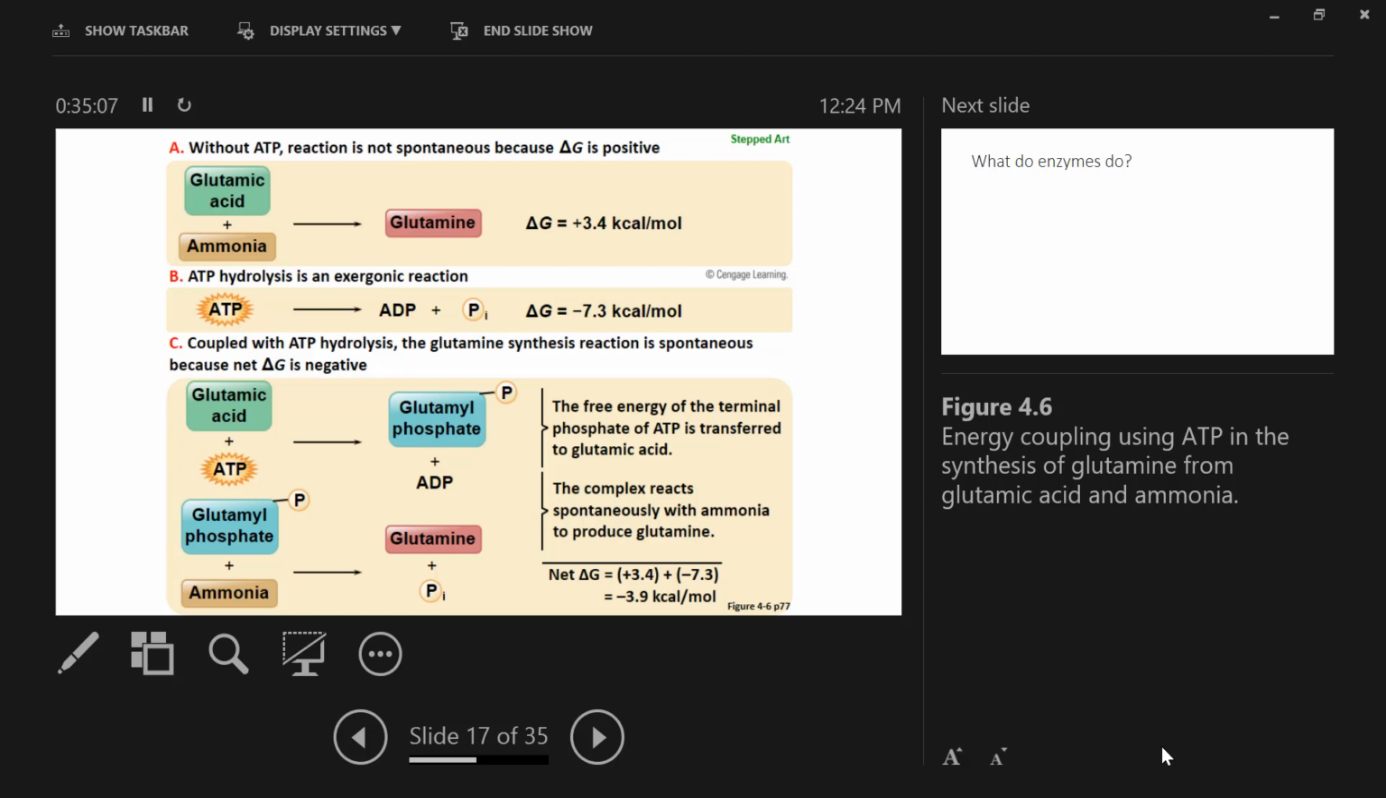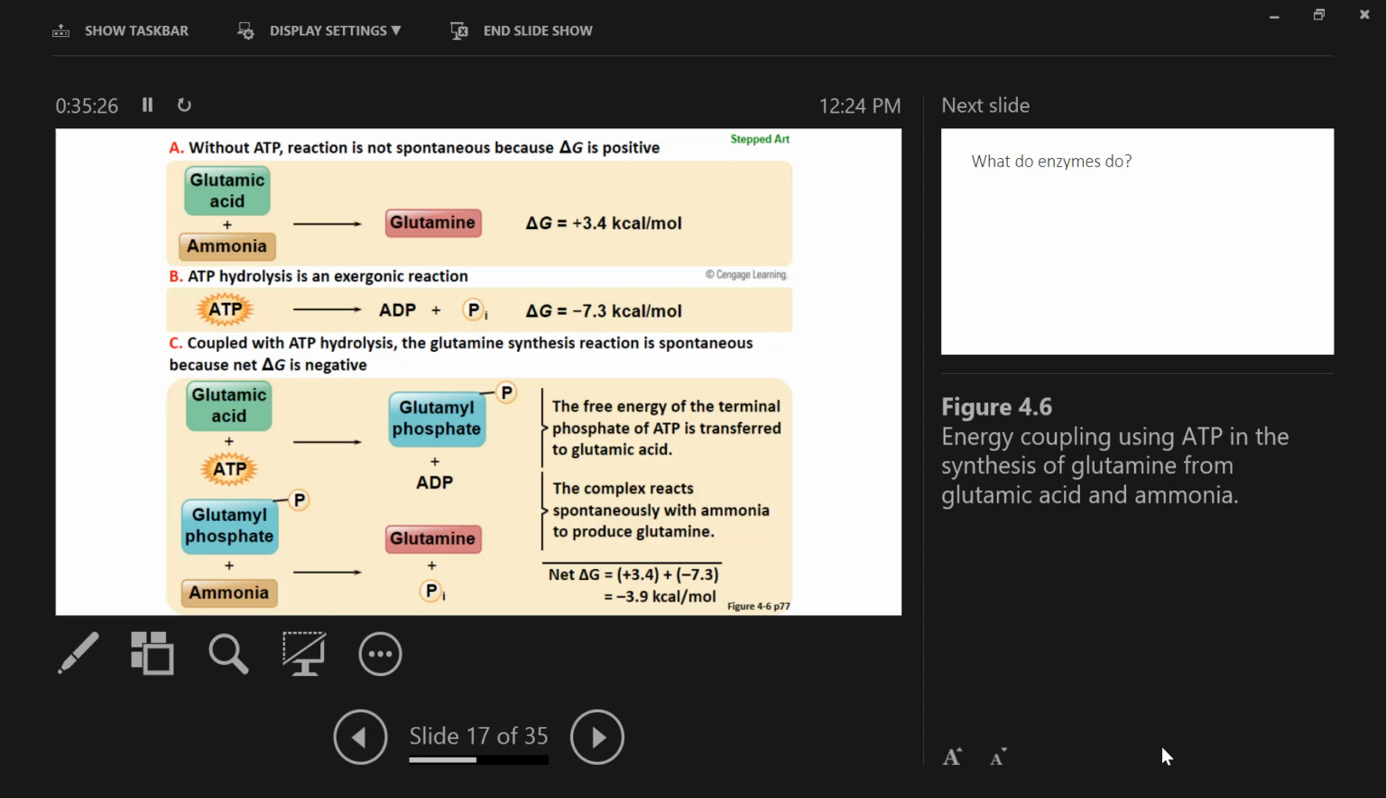And yes, but the reason why we need enzymes is because this will not happen on a scale conducive to life. Okay, we need these to happen rapidly. If your life depends on your ability to make glutamine, which it does, you have to make a lot of it. And you have to make it really quickly.